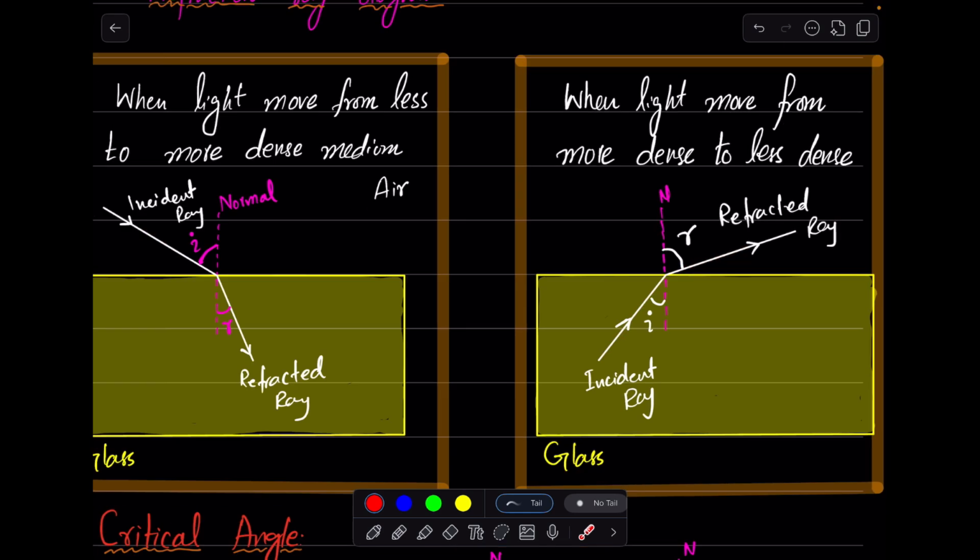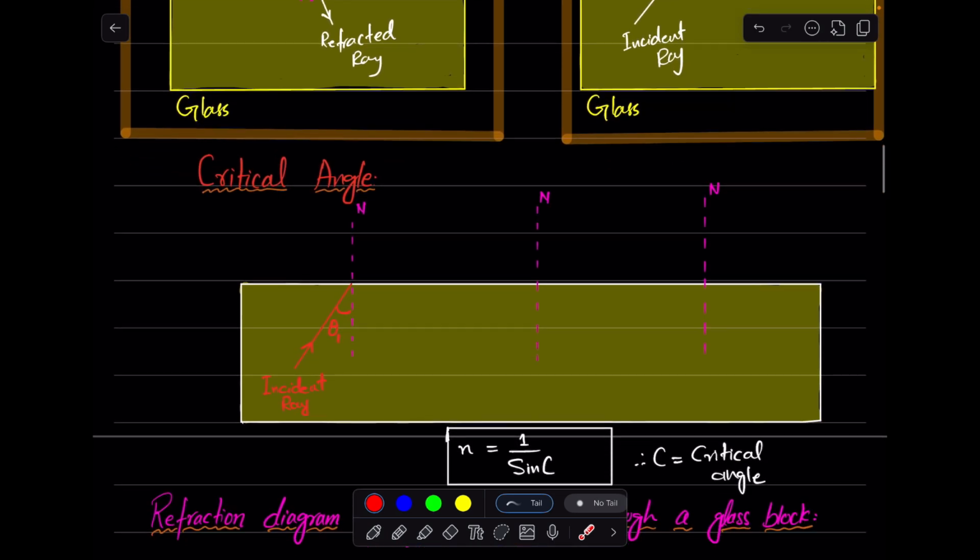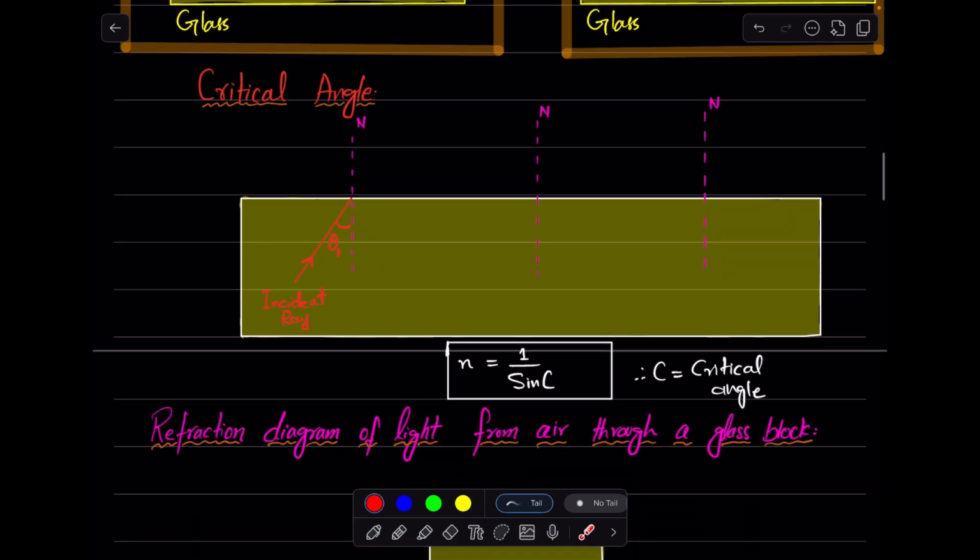Okay, so these are the two cases that you have to keep in mind when the ray of light will bend towards the normal and away from the normal in the refraction. Okay, next, a very important concept is the critical angle.